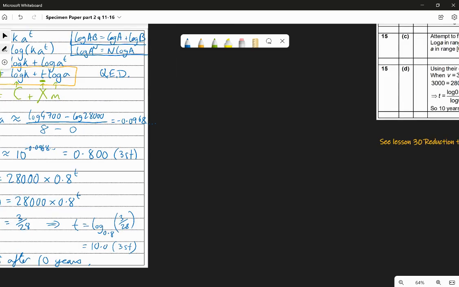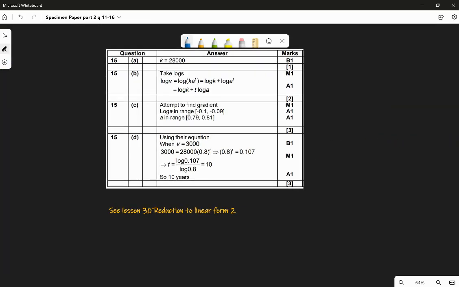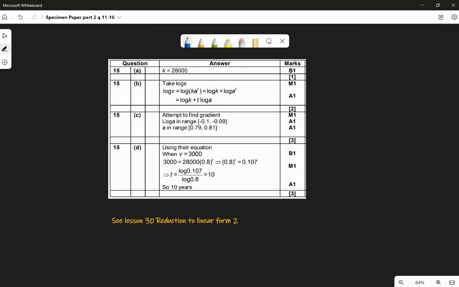Okay, let's have a look at the mark scheme. There we go. If you want more practice on this, lesson 30 is on reduction to linear form, the second part of that, which is very similar to these types of questions.